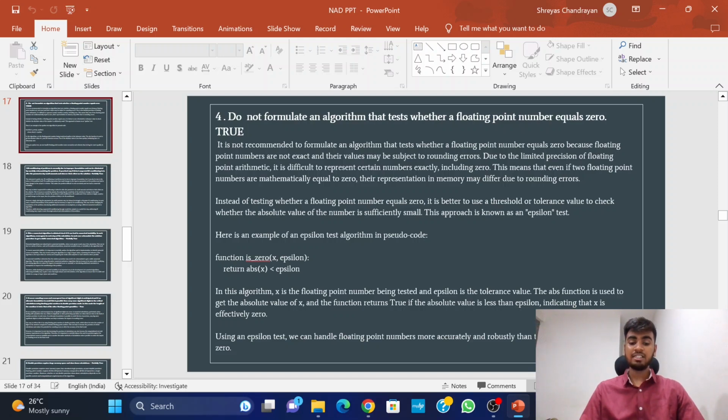In this algorithm, x is the floating point number being tested and epsilon is the tolerance value. The abs function is used to get the absolute value of x, and the function returns true if the absolute value is less than epsilon, indicating that x is effectively 0. Using an epsilon test, we can handle floating point numbers more accurately and robustly than testing for exact equality to 0.